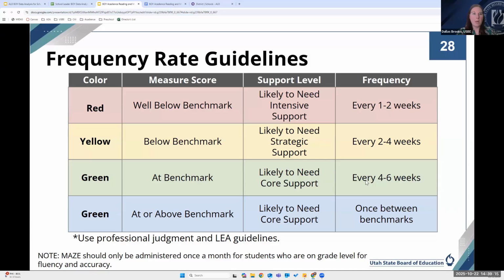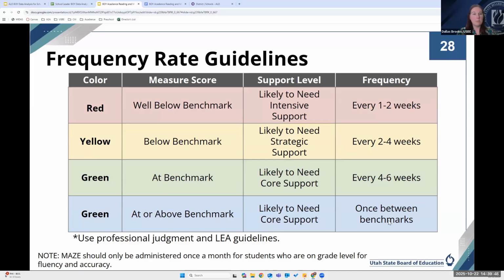So a student with a red composite score should be progress monitored every 1 to 2 weeks. A student with a yellow composite score should be progress monitored every 2 to 4 weeks. A student who is green should be progress monitored every 4 to 6 weeks. Reds and yellows are required. Greens, and I apologize, this says green and it should say blue on the bottom of that chart there. Greens and blues are optional. They're best practice that we progress monitor them. So greens we would progress monitor every 4 to 6 weeks, and then blues would be once between benchmarks.